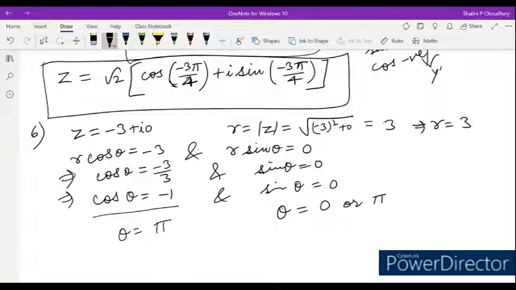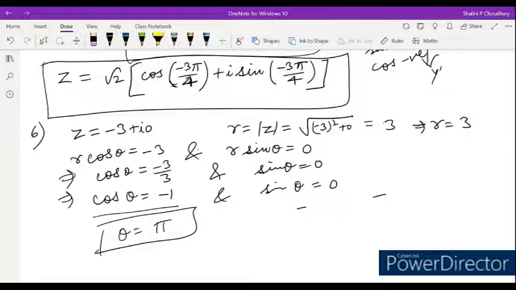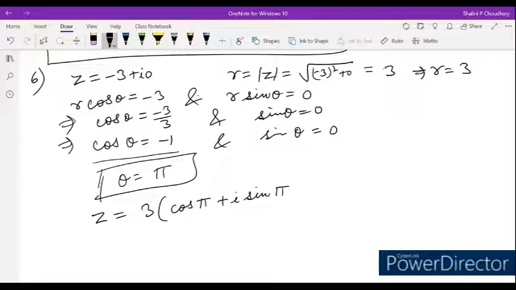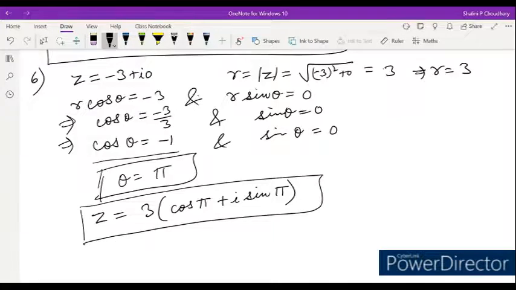So theta is equal to pi. We cannot take 0 because cos is negative. Okay. Now we can write z in polar form. So z is equal to r, that is 3, cos pi plus i sin pi. Okay. So this is z in polar form.